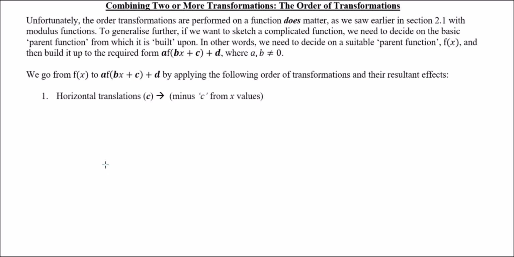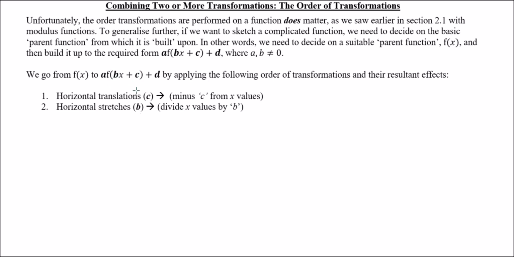First of all, we do C, horizontal translations. Because this is inside the brackets, it works opposite to common sense. It looks like we're adding C to the x values, whereas actually we're going to minus C from the x values. If it's inside the function bracket, it affects x in a way opposite to common sense. After the horizontal translations, the next thing we do is the horizontal stretch, which relates to b. Again, it's inside the function bracket. Common sense would seem to say x is being multiplied by b. Opposite to common sense, therefore, what's actually happening is the x coordinates are being divided by b.